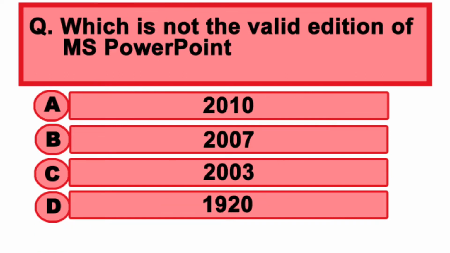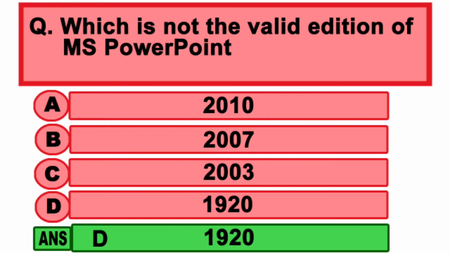Which is not the valid edition of PowerPoint? The options are A. 2010, B. 2007, C. 2003, D. 1920. The correct answer is answer D. 1920.